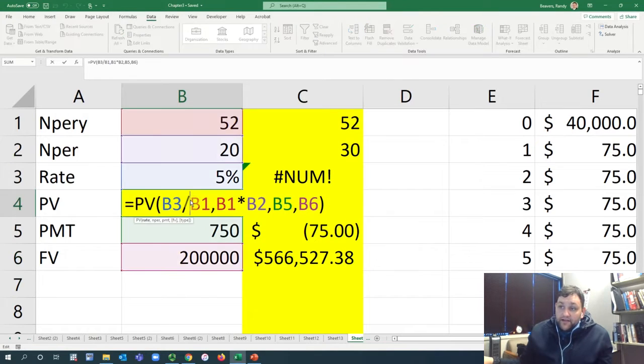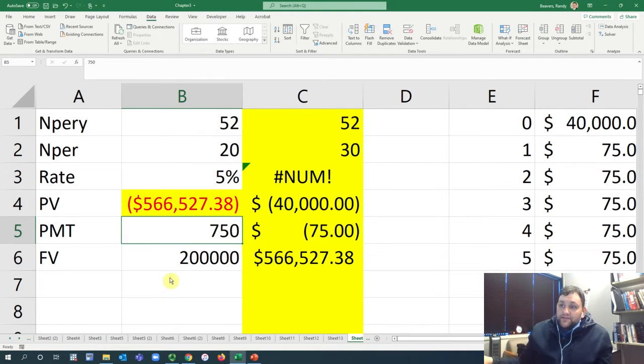So when we do the initial calculation to get the nest egg, we take the present value of the rate, and we divide the rate by 52 to make it a weekly periodic rate. The number of periods is also periodic, so it's 52 times 20. We have the payment and then the future value.